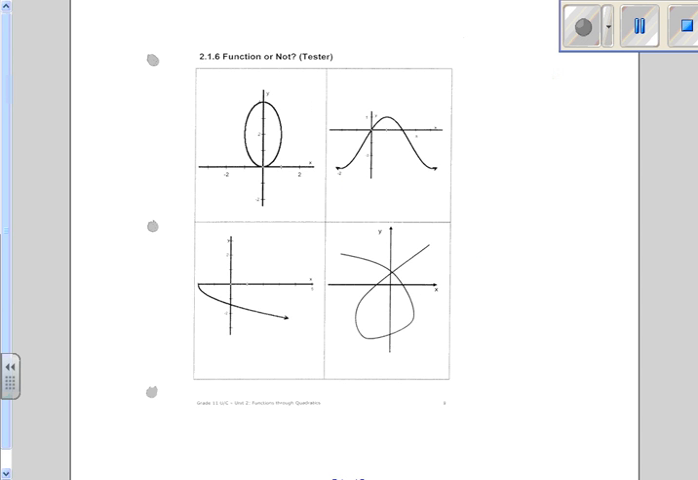Pause for a second. Make sure you've got all four of those figured out as far as function or non-function goes. Not a function, function, function, not a function.